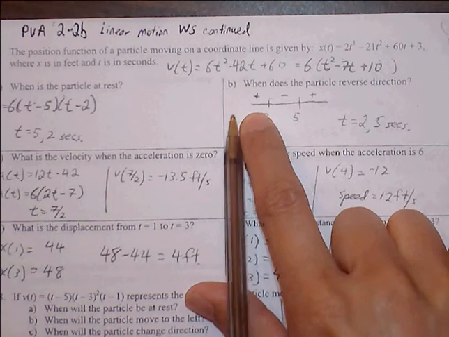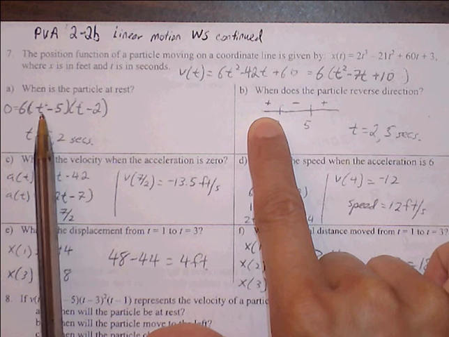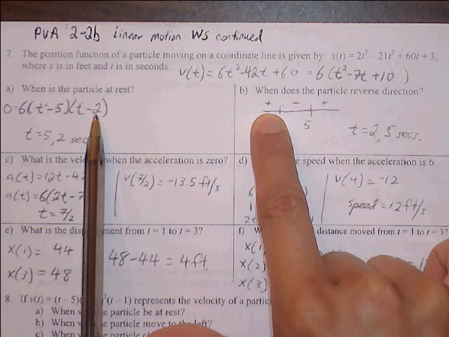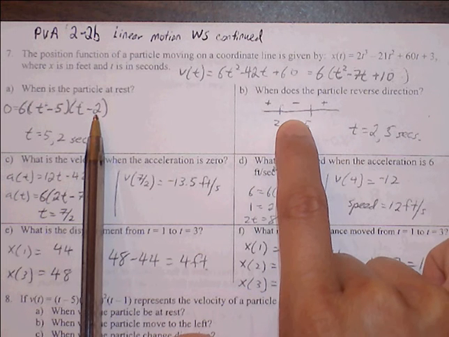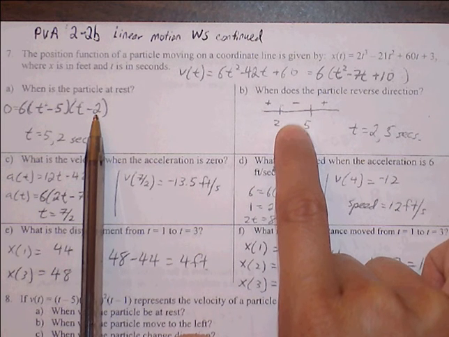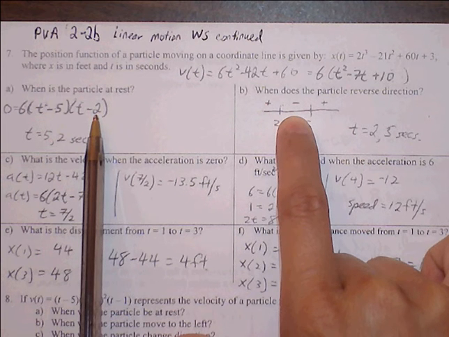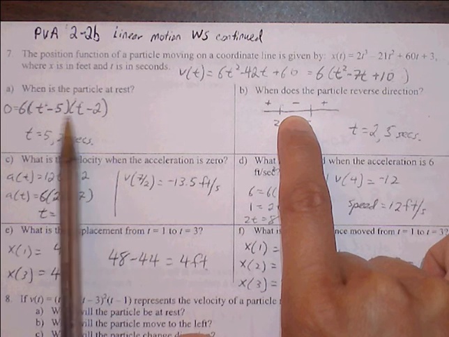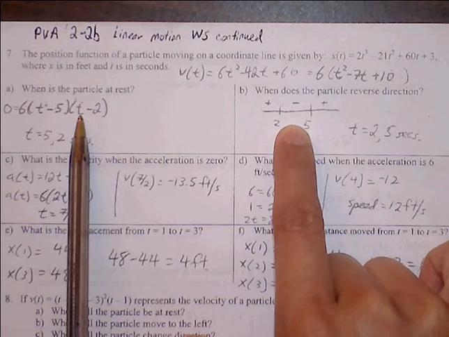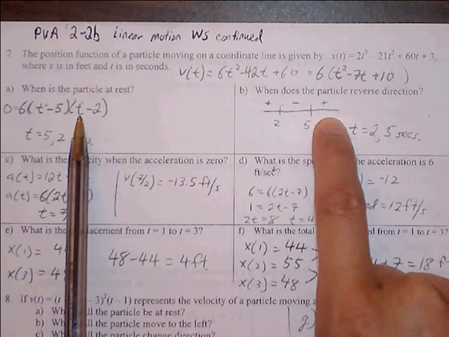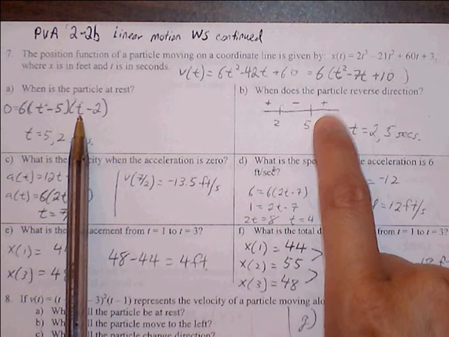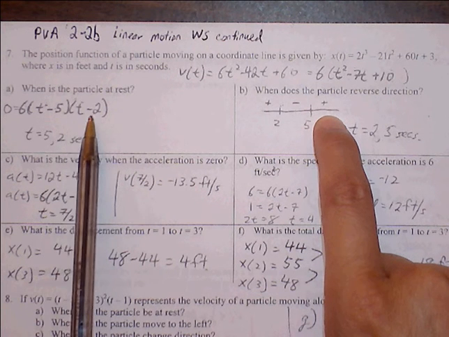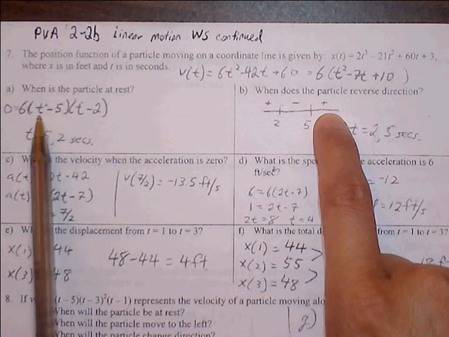If I plug 1 into the velocity function, I get 6 times 1 minus 5. That's a negative value. 1 minus 2 is also negative. So negative times negative is positive. Here, if I choose 3, a value in between in this interval, and plug 3 in for t, I get 3 minus 5, which is negative. 3 minus 2 is positive, so negative times positive is negative. Finally, I choose a value to the right of 5. If I choose 6, 6 minus 5 is positive, and 6 minus 2 is also positive. Positive times positive is positive.